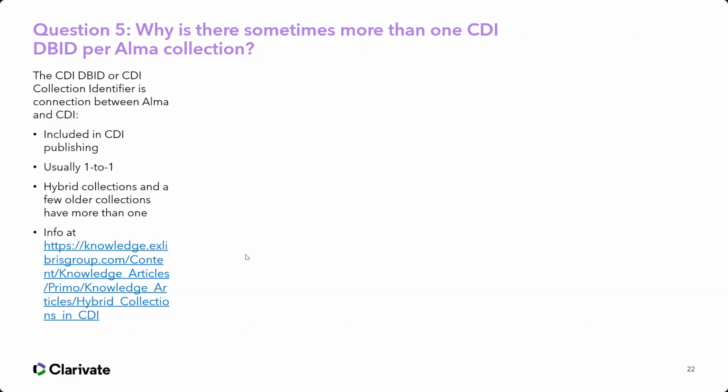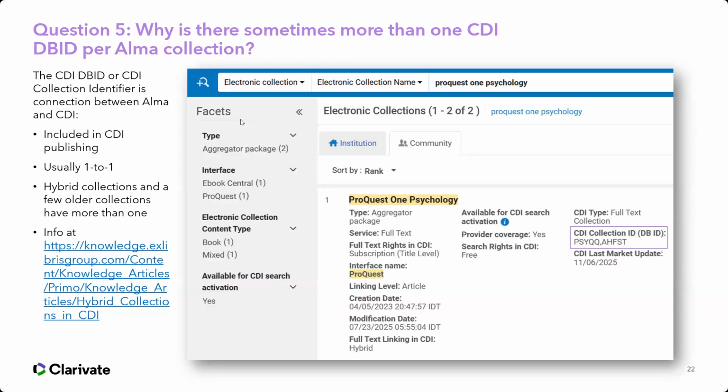Let's look at, can you click once more, Tamar? The 5th question is, why is there sometimes more than one CDI DBID per Alma collection? Keep in mind the CDI DBID is the identifier in CDI for that collection, the connector between Alma and CDI, and usually there's only one. If you look in either the electronic collection editor or in the electronic collection result list, you'll see one DBID, and that's the simple scenario.